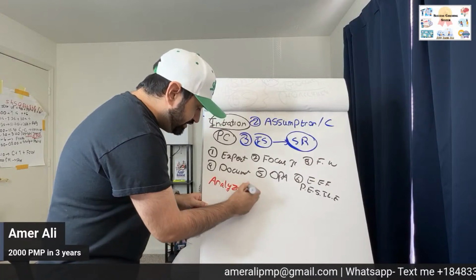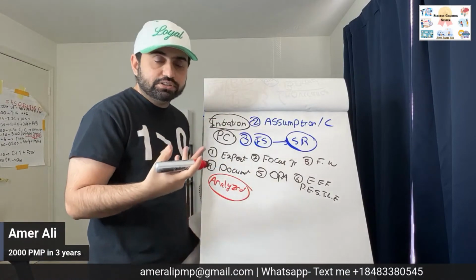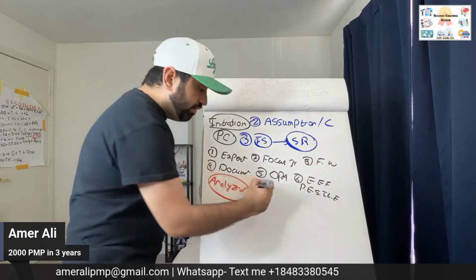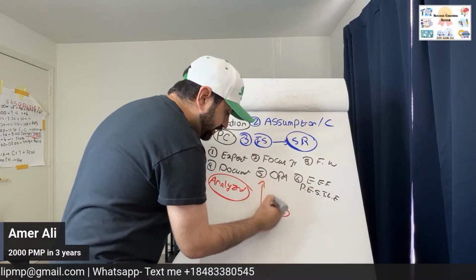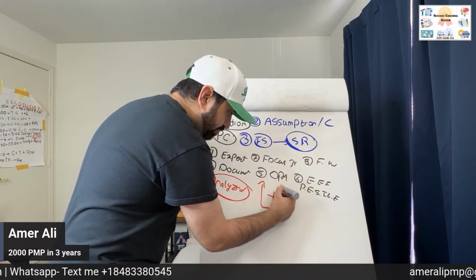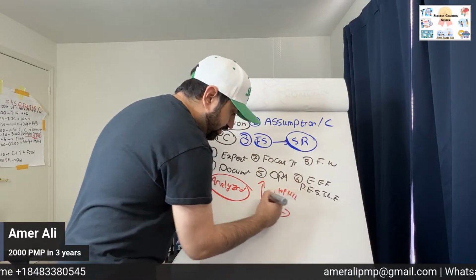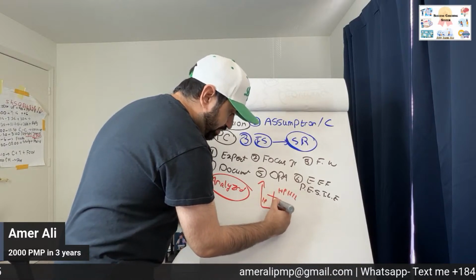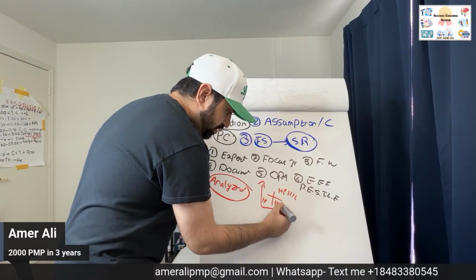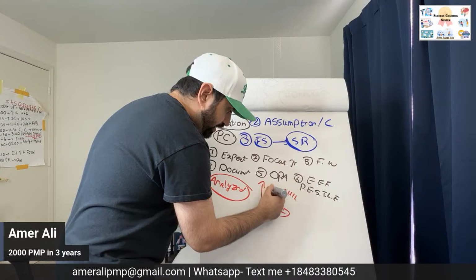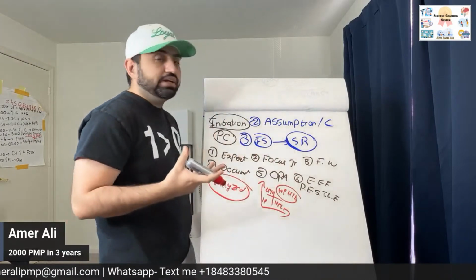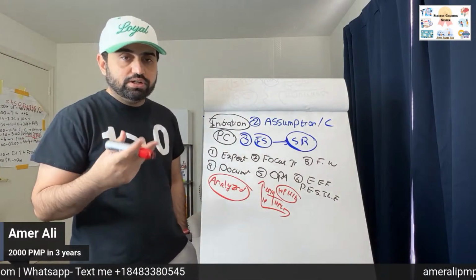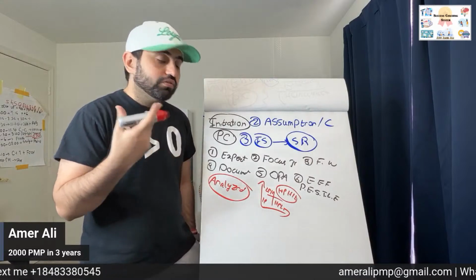How do I analyze the stakeholder? I use the power interest graph. I look at who has high power, high interest: high power, high interest; low power, low interest; high power, low interest; low power, high interest. Those people who have high power, high interest are the important stakeholders. You manage them closely. You work with them.